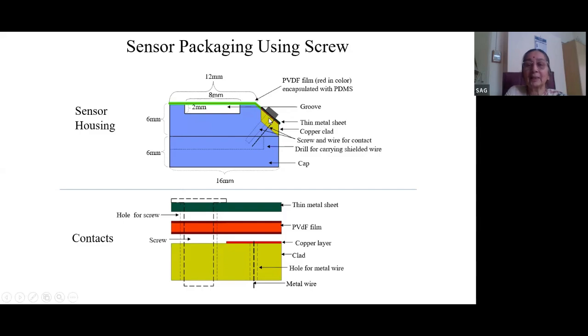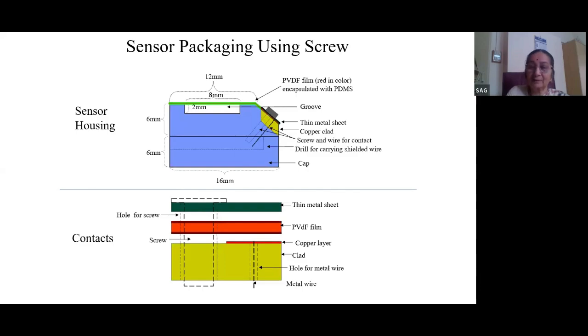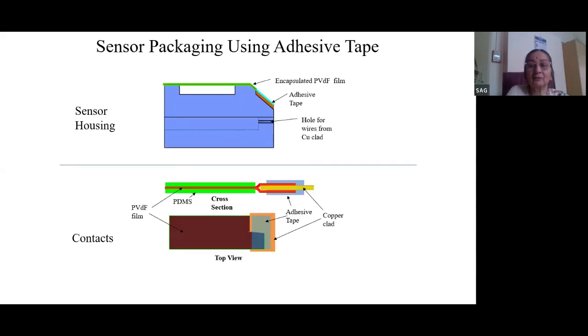and a thin metal sheet was put for the contact. Then we put that on the copper clad, and we screwed it over here. And this sensor was typically how we got the contacts, and all the details are given over here. The screws, etc., were a little difficult to handle, or they may tear off the film, and therefore we used adhesive PVdF tape.